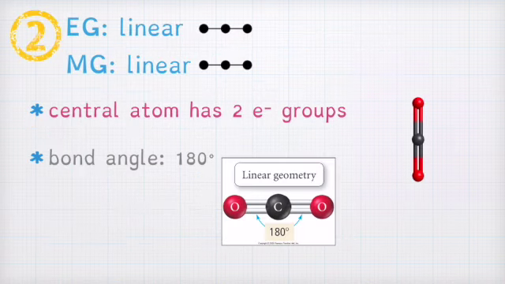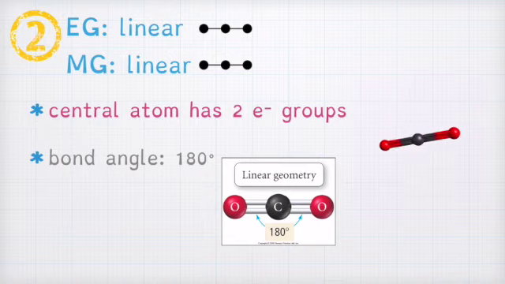If you have two electron groups around your central atom, and the electron groups want to be as far away from each other as they can, then that means that they are going to be 180 degrees from each other, and they will have a linear geometry. So as you can see with carbon dioxide, the double bonds to each oxygen constitute one electron group, and there are two of them, so it's two electron groups total, and this is a linear molecule.